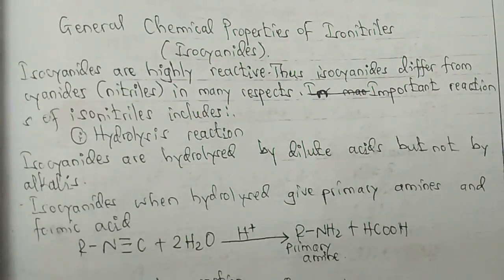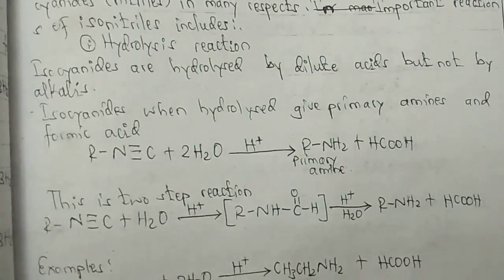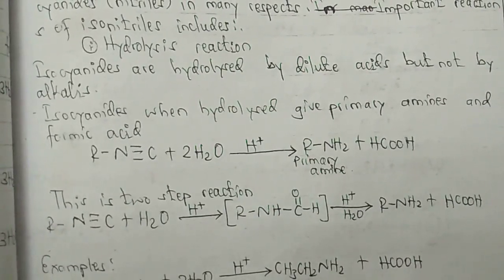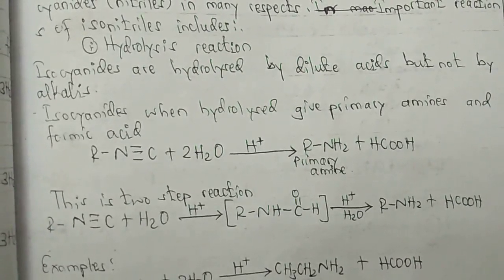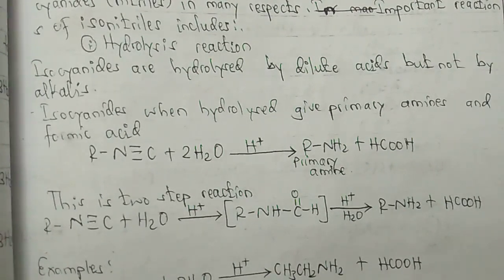Important reaction kwanza ni hydrolysis reaction. Hydrolysis reaction inatoa primary amine. Isocyanides are hydrolyzed by dilute acid or by alkali. Isocyanide when hydrolyzed gives primary amine and formic acid. Primary amine pamoja na formic acid. This is a two-step reaction ambayo ni two-step kama hivyo.